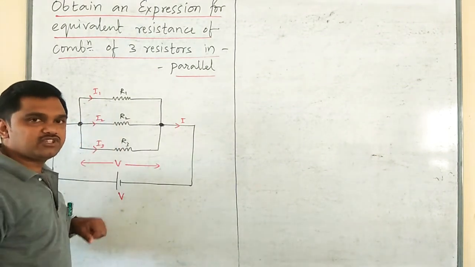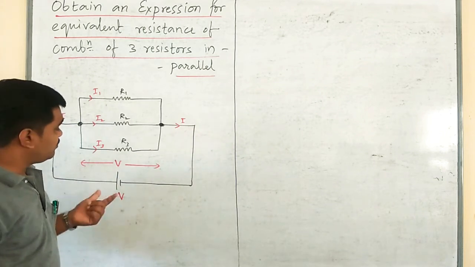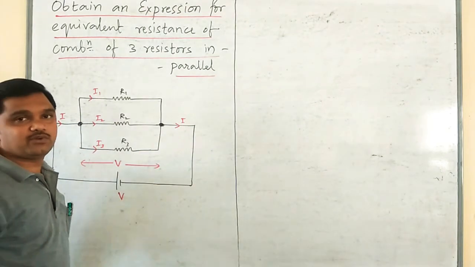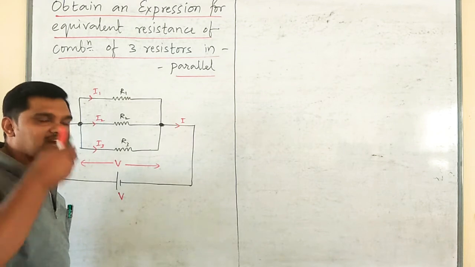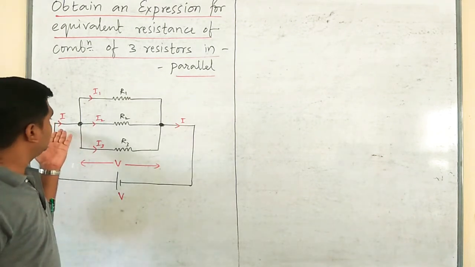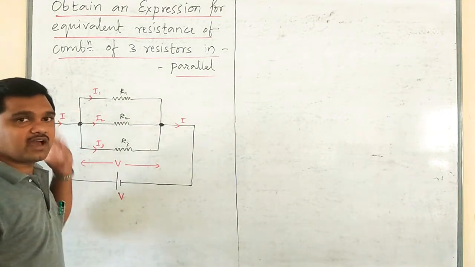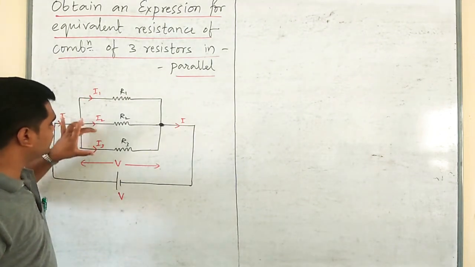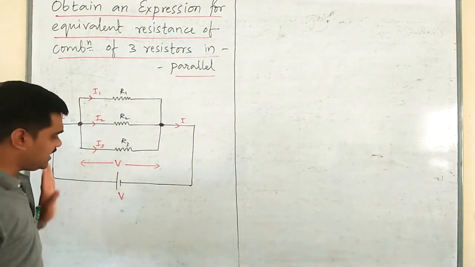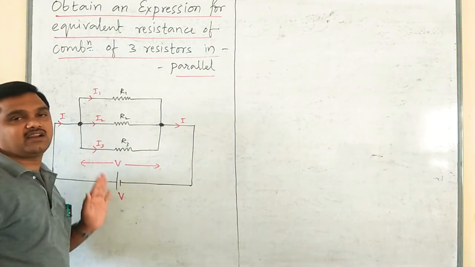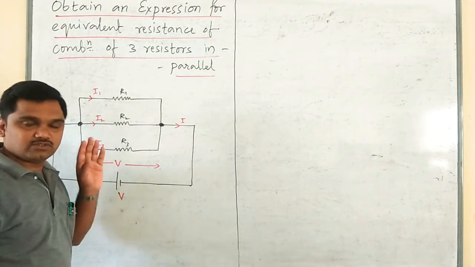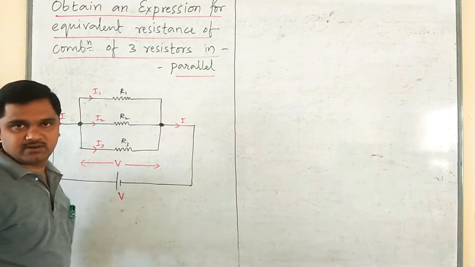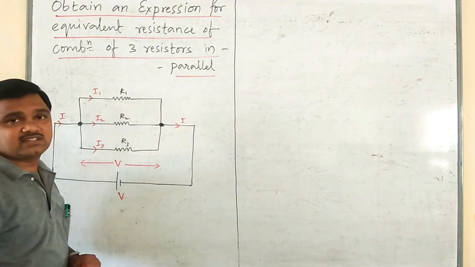In series combination, what did we write? V is equal to V1 plus V2 plus V3, since the potential got divided there. But here I is dividing into I1, I2 and I3. Therefore, I is equal to I1 plus I2 plus I3. That equation we have to take as the reference equation. It is a must-write equation. No need to write the sentences and all.